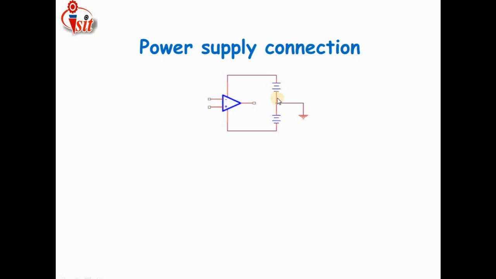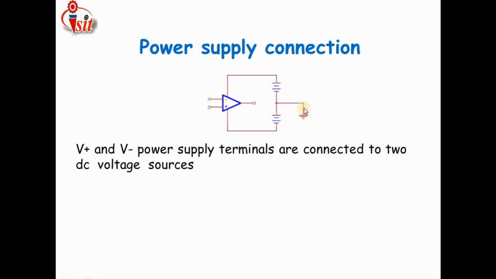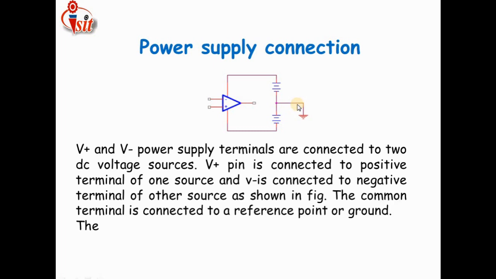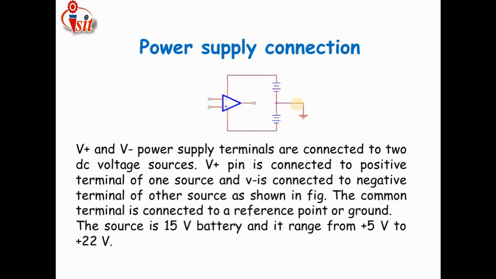As usual in every circuit diagram, we commonly connect the remaining 2 terminals to ground. Just see the description related to this: the positive voltage and negative voltage power supply terminals are connected to 2 DC voltage sources. What kind of 2 DC voltage sources?